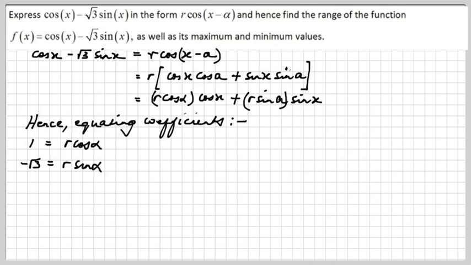Yes, are you impressed so far? Well, you wait, you ain't seen nothing yet. Therefore, cos of alpha equals 1 over r. I'm just rearranging that equation, and similarly I can say that sine of alpha equals minus root 3 over r.